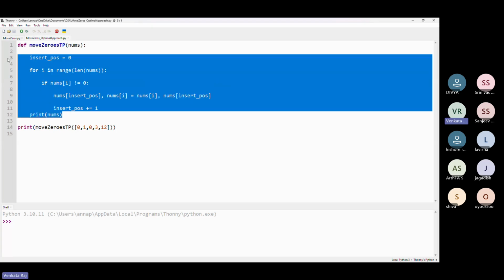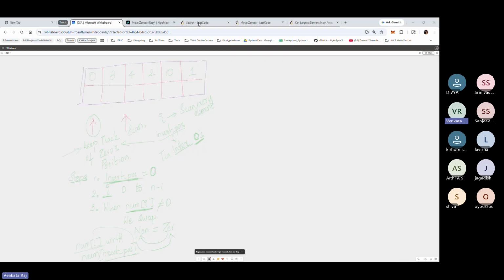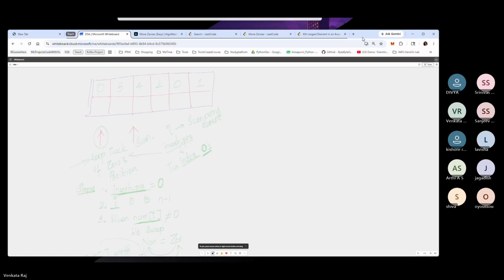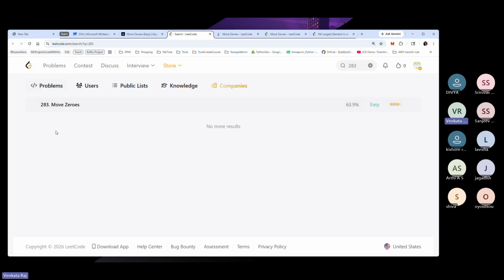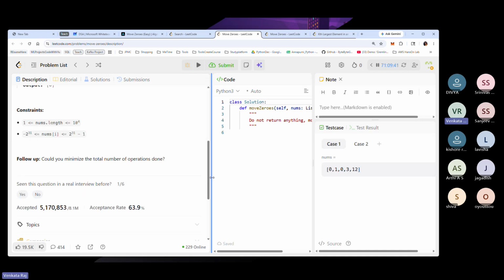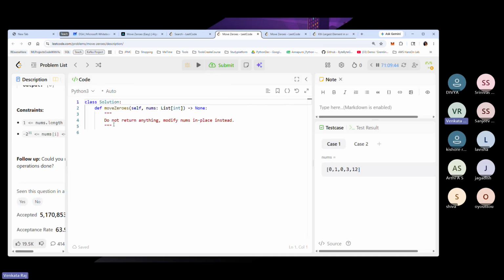I'm just copy pasting my function into LeetCode. Move Zeroes. The question number is 283, but if you simply search "move zeros", you will get the question. So let's go. It's Python. It says do not return anything, modify in place instead.